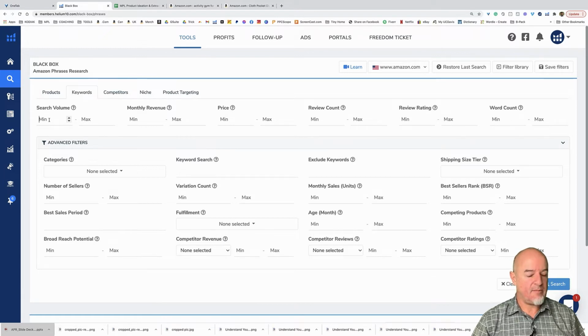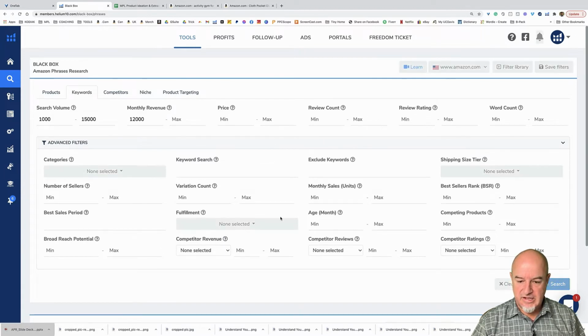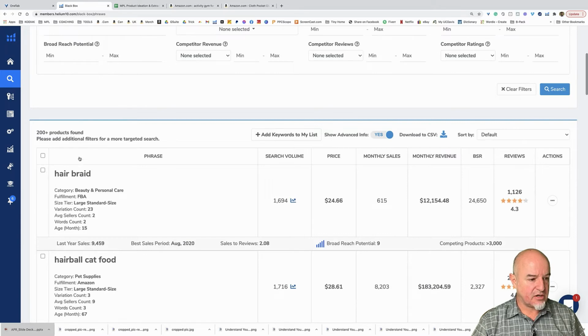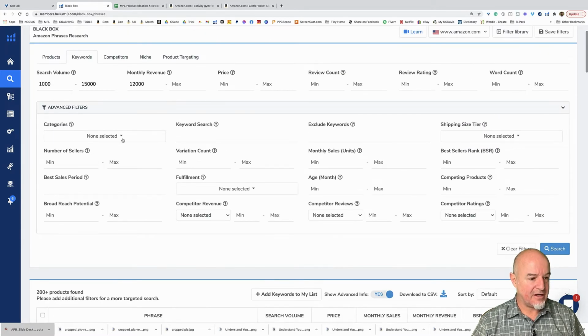Okay, so I'm going to put between 1,000 search volume and 15,000 search volume. Let's remember, I want my $12,000 monthly revenue. I don't have to put anything in here. You could just start with search volume. But let's see what that gives us. Okay, so keywords between 1,000 and 15,000 search volume with a monthly revenue of $12,000 max. 200 plus products found. Well, that's because I didn't put a category.